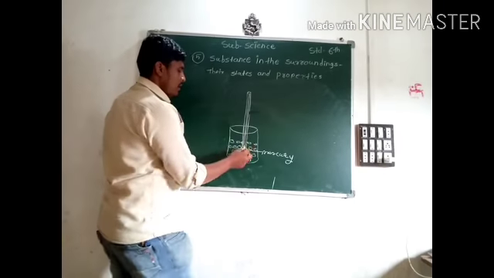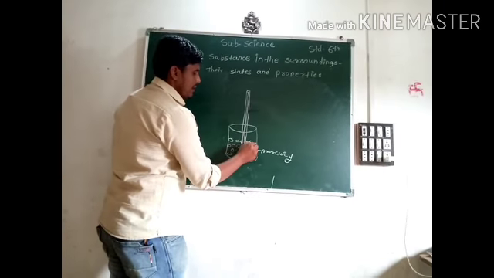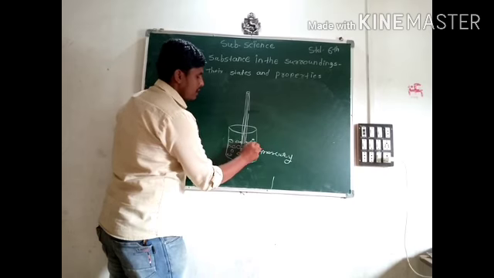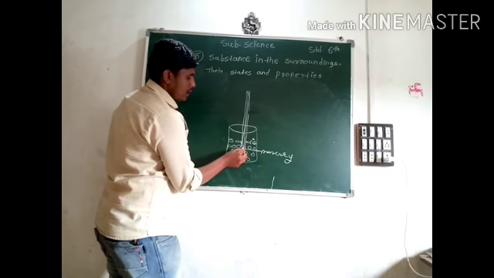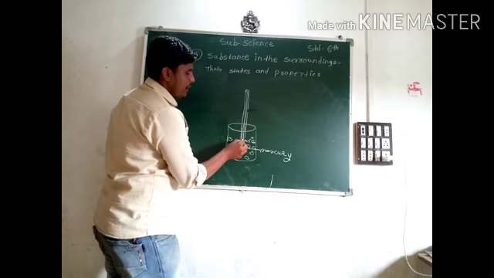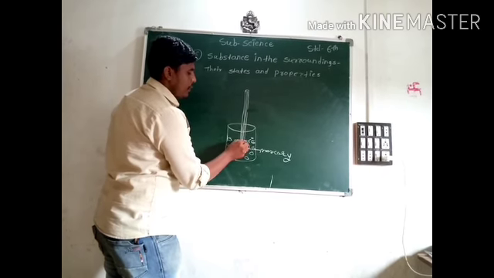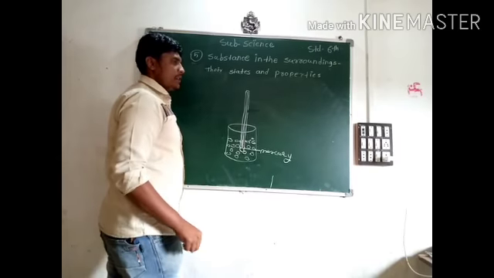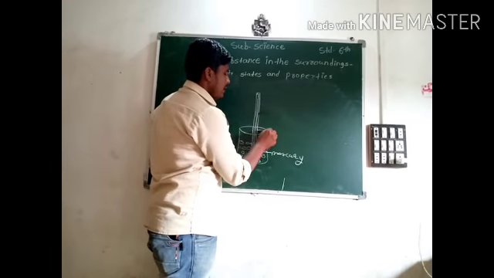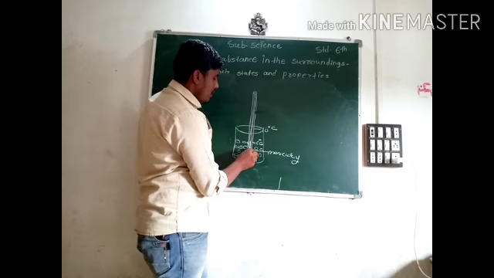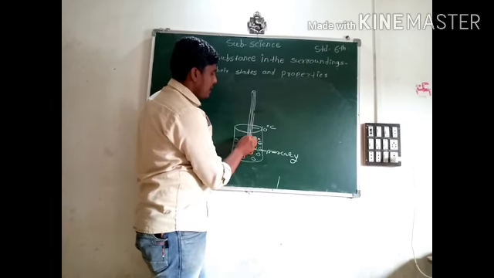The temperature is 5 degrees Celsius. The mercury is up to 5 degrees Celsius. Then imagine the temperature is 10 degrees Celsius. The mercury goes up to 10 degrees Celsius.